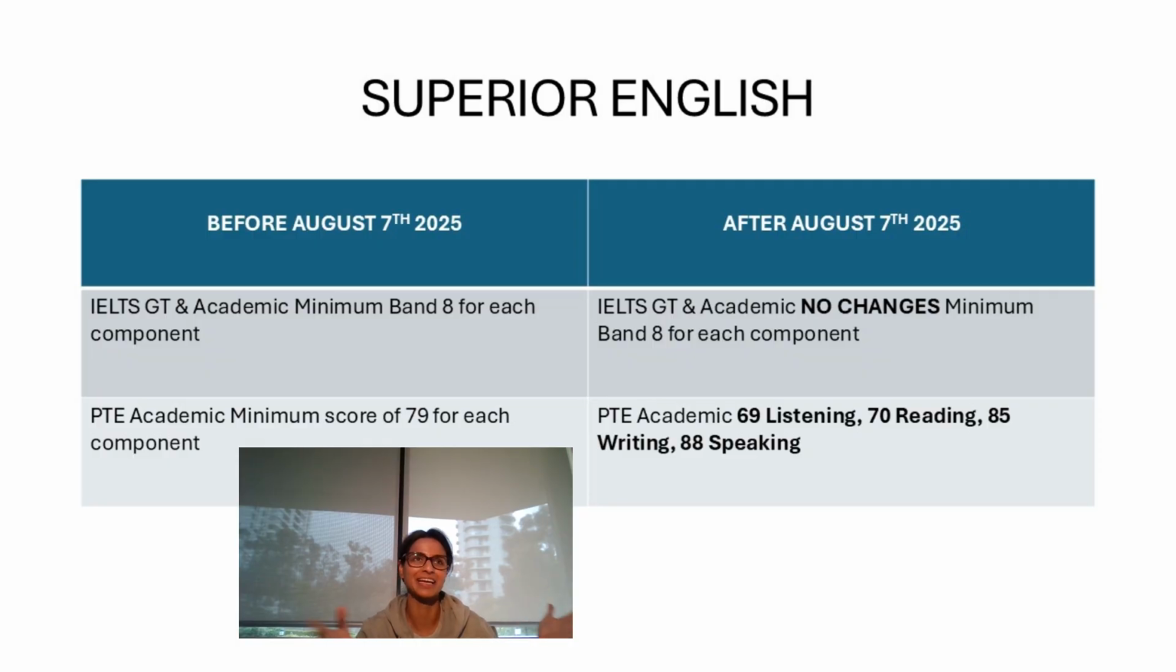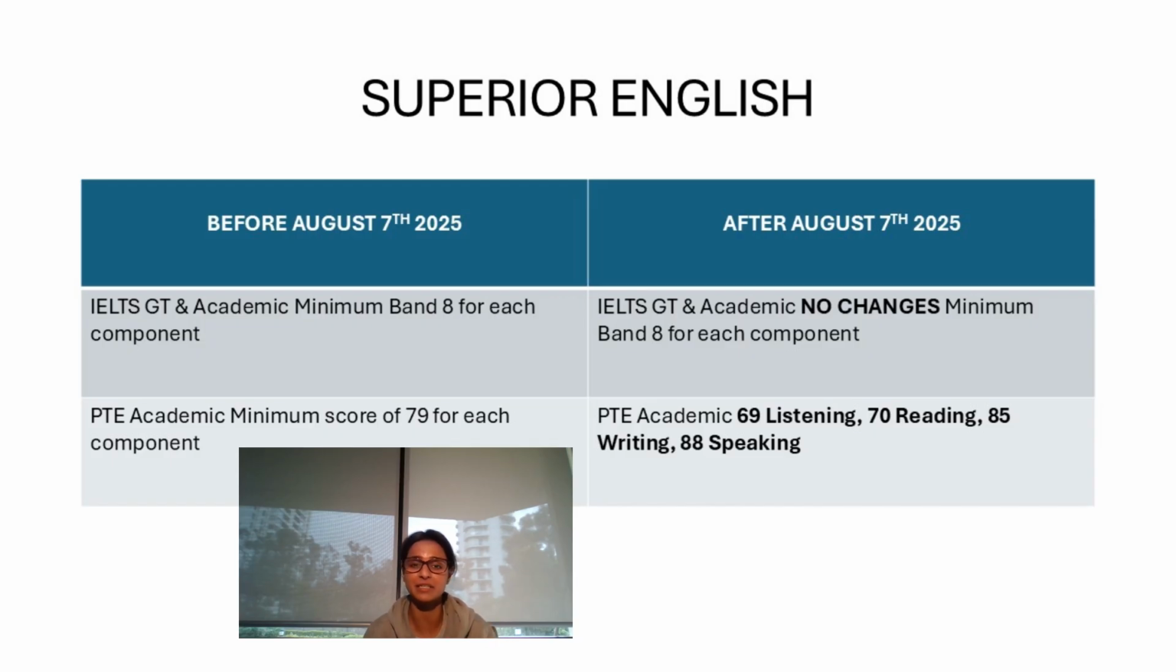Oh, sorry, my microphone cut out when I was doing superior English, but let's move on to the superior English level, and then I will cut back in, if I can, to the original video. So for superior English, before August the 7th, after August the 7th, there's no changes. IELTS general training and academic both require a band 8 for every component. So that is 8, 8, 8, 8 if you want those 20 points.